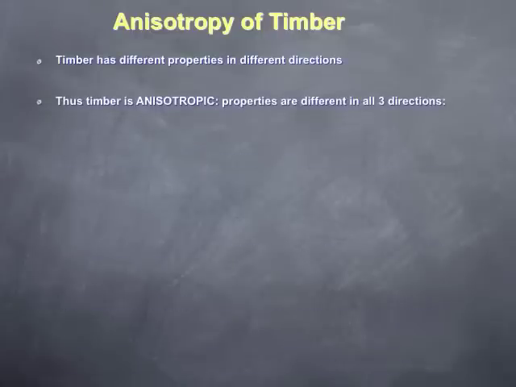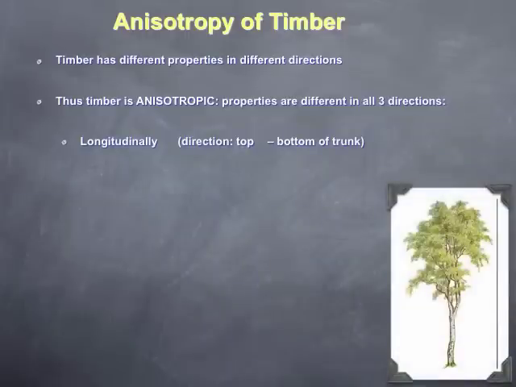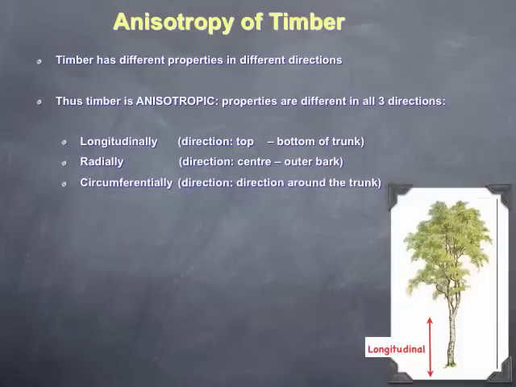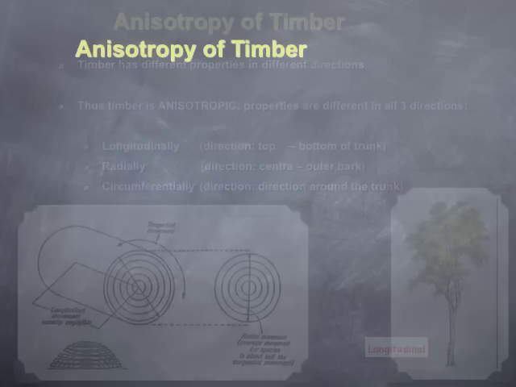So as we've said, it has properties in different directions, and this is an illustration. Longitudinally means it's cut from the top to the bottom. Radially means it's from the centre to the outer bark. So there we can see radially, it's from the centre to the outer bark, and circumferentially or tangential, it's the same thing, it is round the circumference of the tree. Okay, so these are the 3 different definitions.